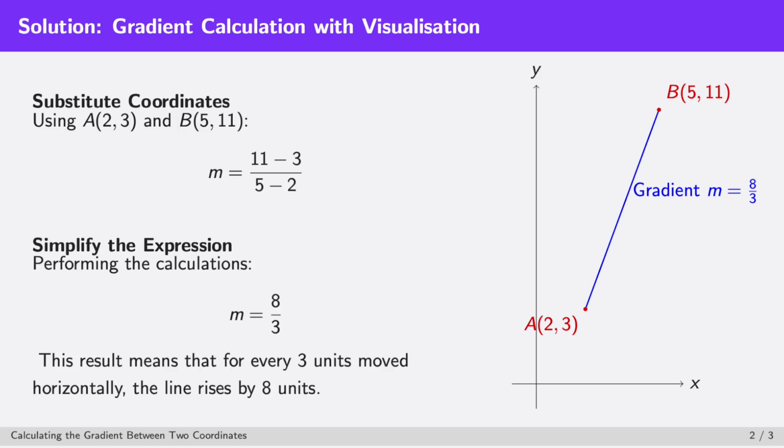Take a look at the visual on the right. If you ever feel like words are confusing, diagrams like this really help. You can see points A and B plotted there, with a line drawn between them. And next to it, the label shows our gradient of 8 over 3, reminding us how the line moves.